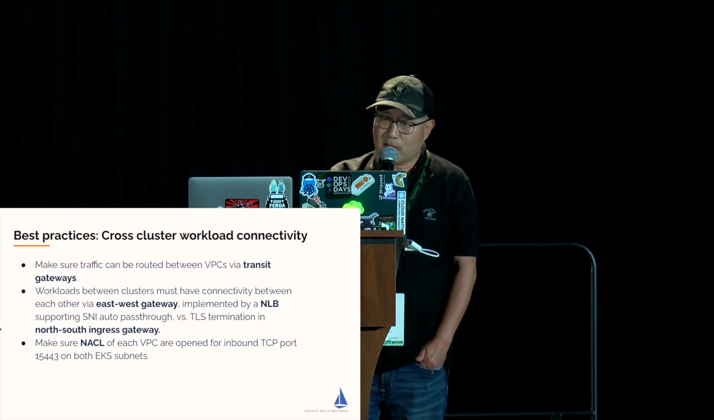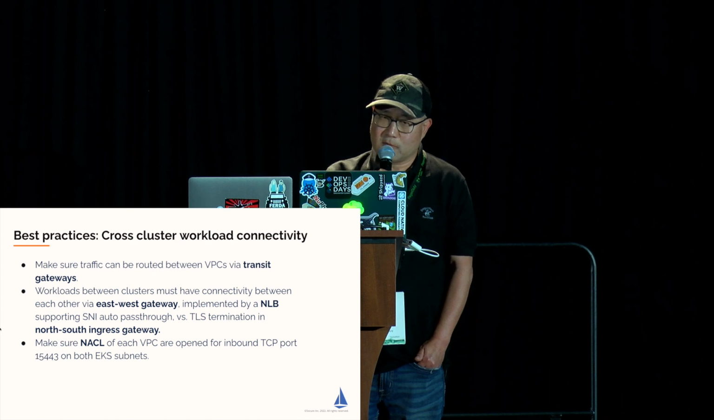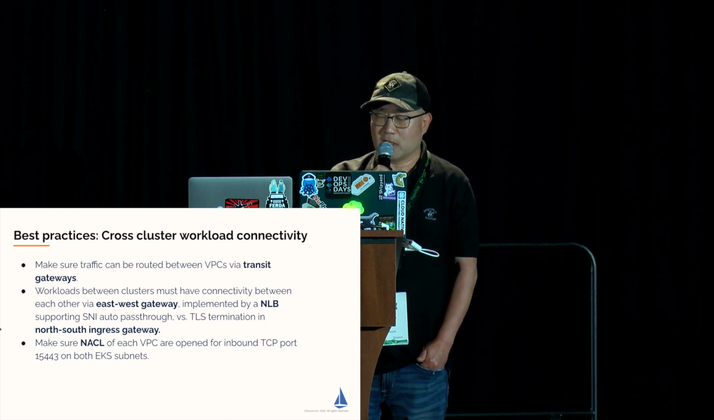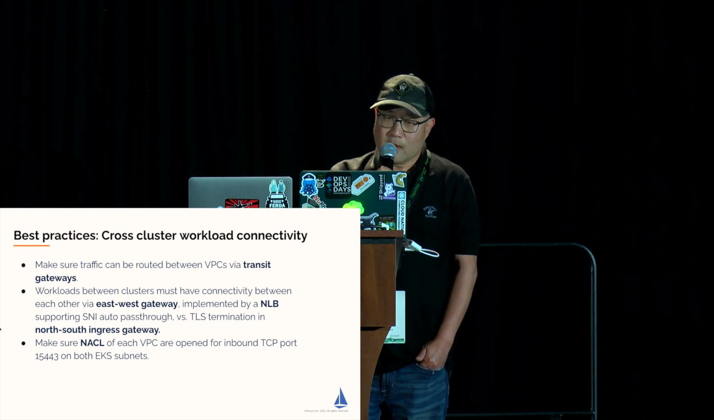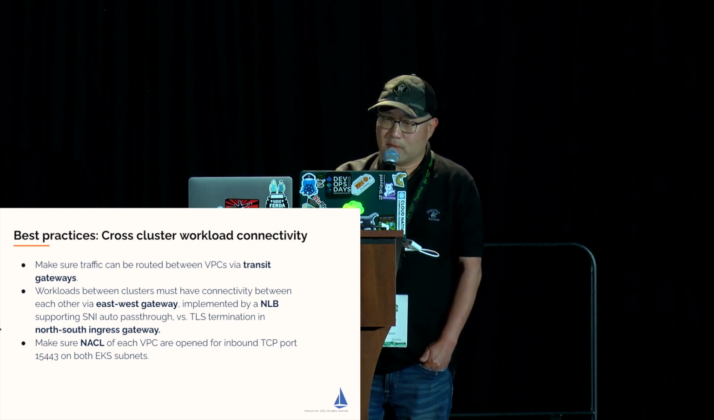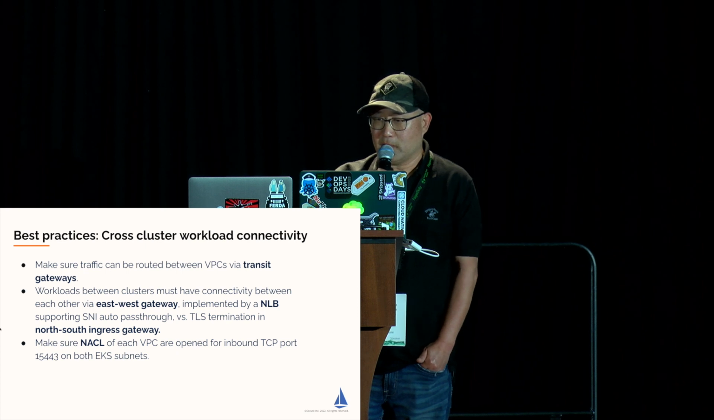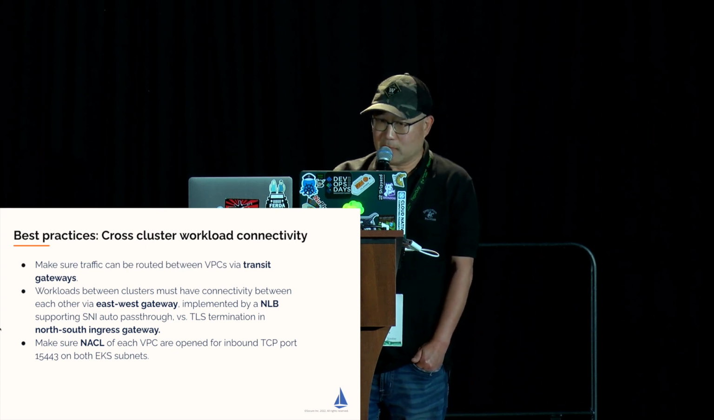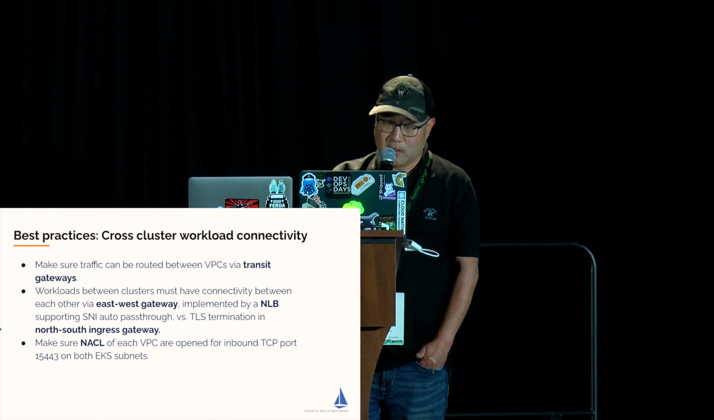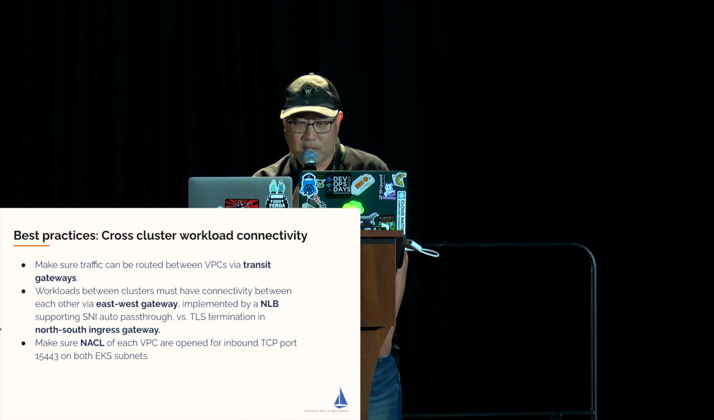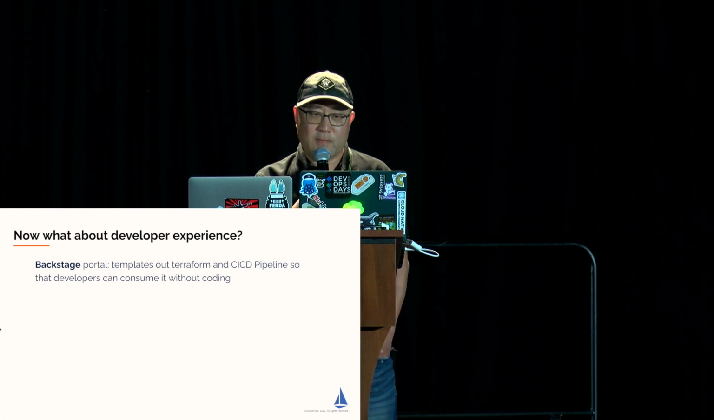So another couple tips on the workload connectivity is we need VPC connectivity via transit gateway. We also need east-west gateway traffic, which is implemented in this case as NLB supporting SNI auto pass-through. It's a kind of mouthful, but that's different from TLS termination in the north-south ingress gateway. So NACL rules have to be honored on the inbound TCP port 15443 by default.